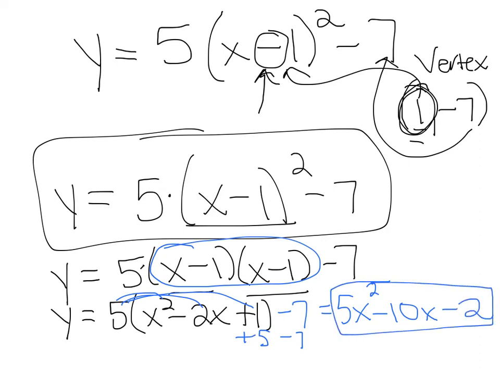So the equation for that table of values can either be written in standard form as 5x squared minus 10x minus 2, or in vertex form as y equals 5 times x minus 1 quantity squared minus 7.